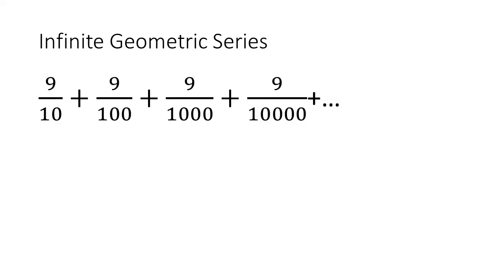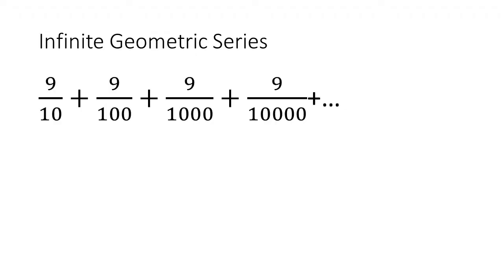This type of series is called a geometric series. And when we have a geometric series, there are a couple of things that are important that I like to point out. One is the first term of the series, which in this case is 9 over 10. We call that first term A1. So the first term in the series is 9 over 10.